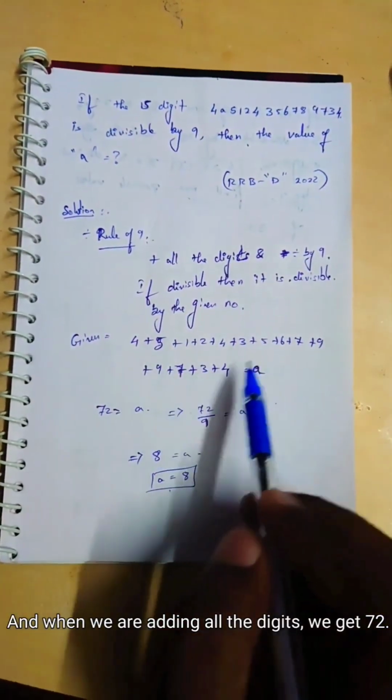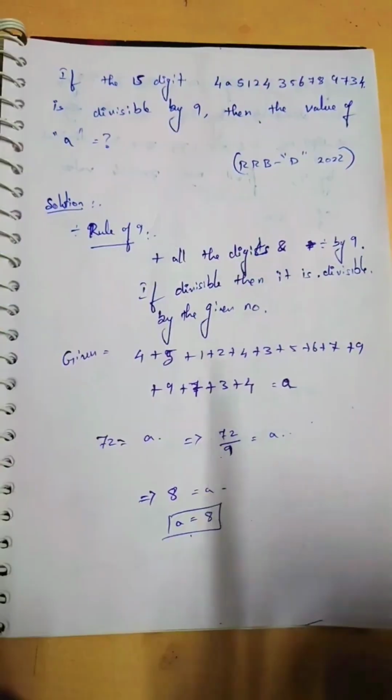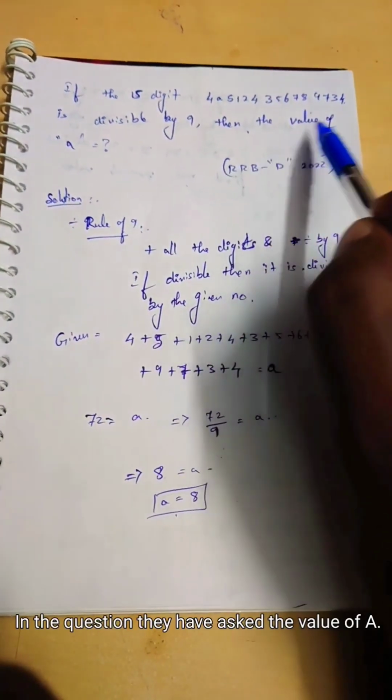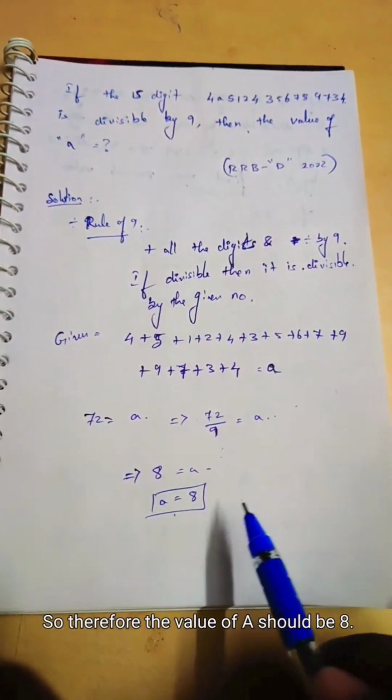And when we are adding all the digits, we get 72. And when you divide 72 by 9, you get 8 as quotient. In the question they have asked the value of A. So therefore the value of A shall be 8.